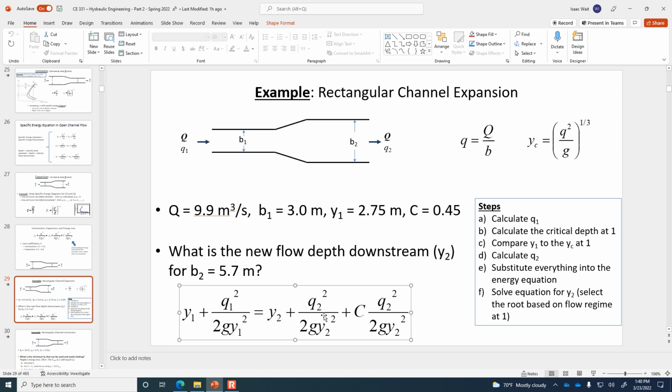In this specific energy equation, we're saying there was some specific energy at 1, which was in the depth and the velocity head. And then at 2, there's depth and velocity head. And then also on the right-hand side of the equation, we're adding in the amount of energy that was lost due to the expansion, because it's downstream, and that energy is lost, and it is not incorporated into the new downstream depth because it was lost.